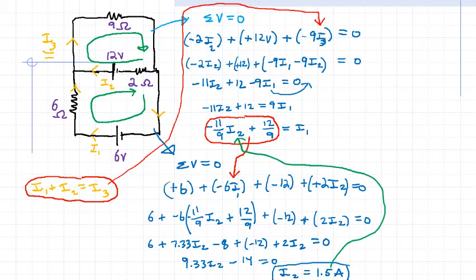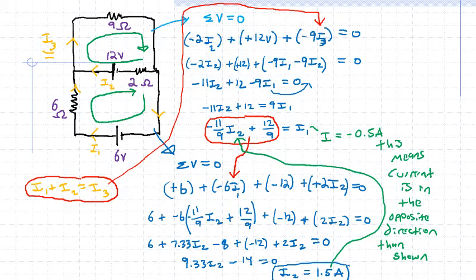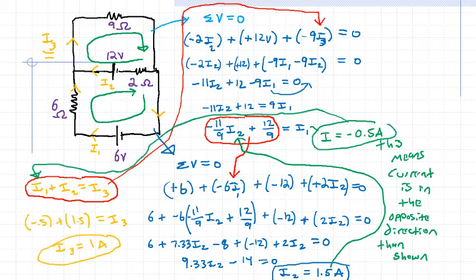For the I1, I got negative 0.5 amps. So what that means is the current is actually going around like this because I got a negative. And so I just got the direction wrong. So the current's going around like this. And then over here, 1 amp. So that is true. So the current is actually going this way at 1 amp. It's just the only one that I got backwards is really I2, which is going the other way.